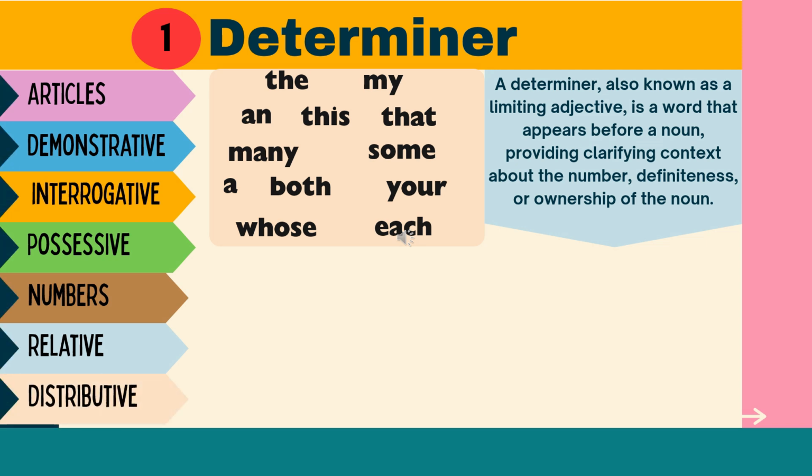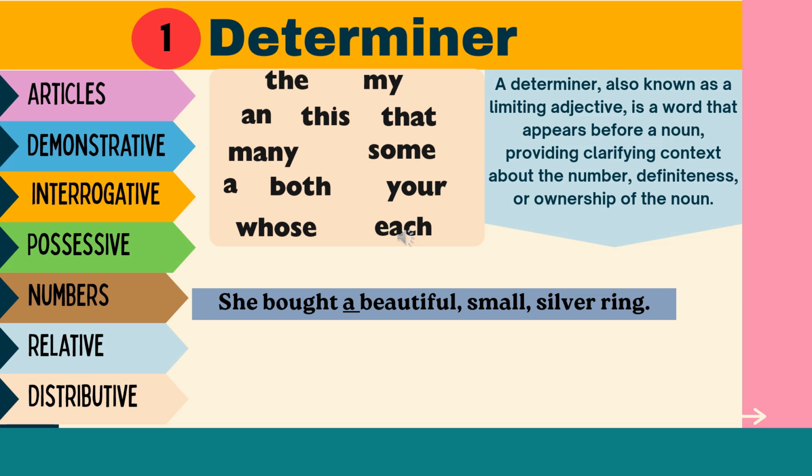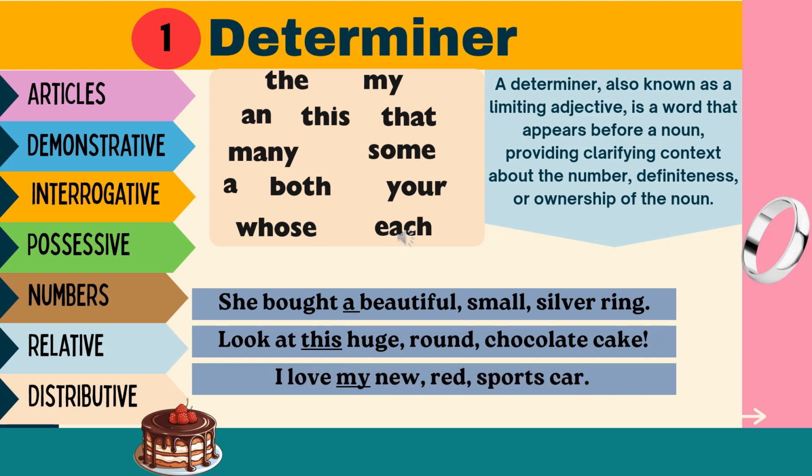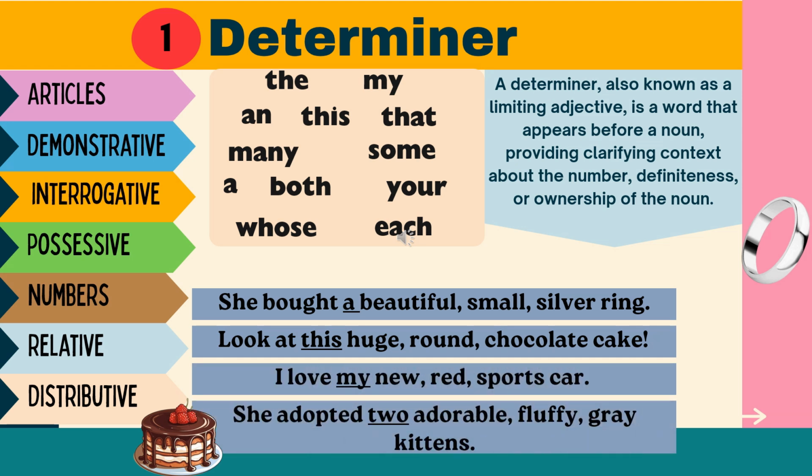Look at the examples. She bought a ring. A is an article. Look at this cake. This is a demonstrative. I love my car. My is a possessive. She adopted 2 kittens. 2 is a number. Remember, the determiner is always the very first word in a list of adjectives.